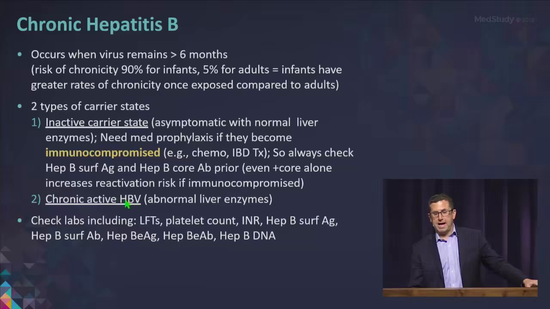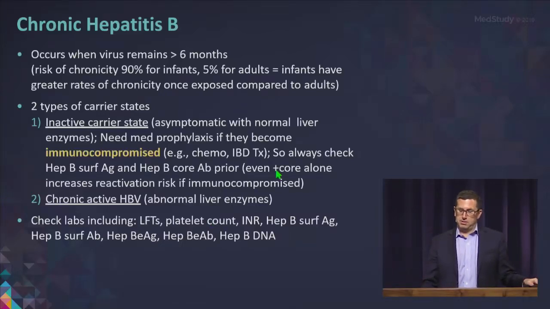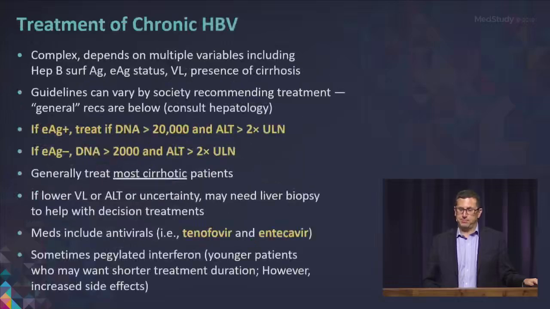And then there are the chronic active Hep B patients that have abnormal liver enzymes. So when you're working this up, obviously you want to do basic labs. You want to look at a platelet count because it could be low if they're cirrhotic. And then you want to send off a slew of the hepatitis serologies, including a Hep B viral load, B surface antigen, et cetera.